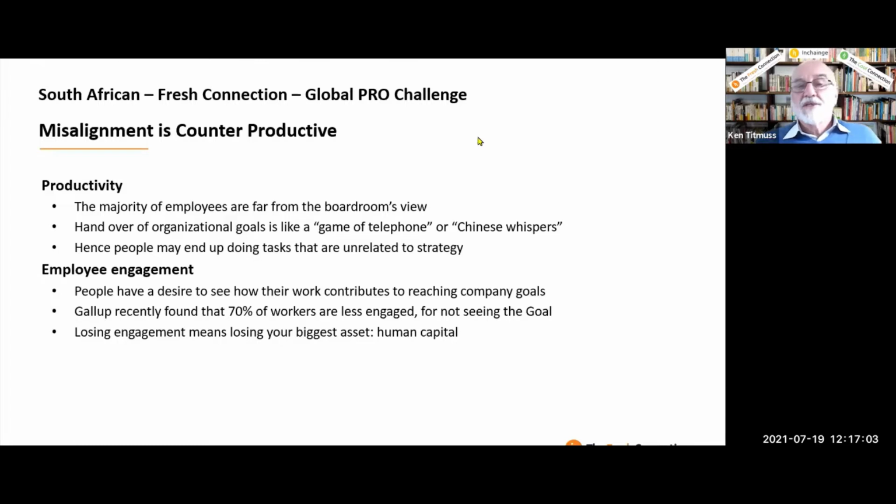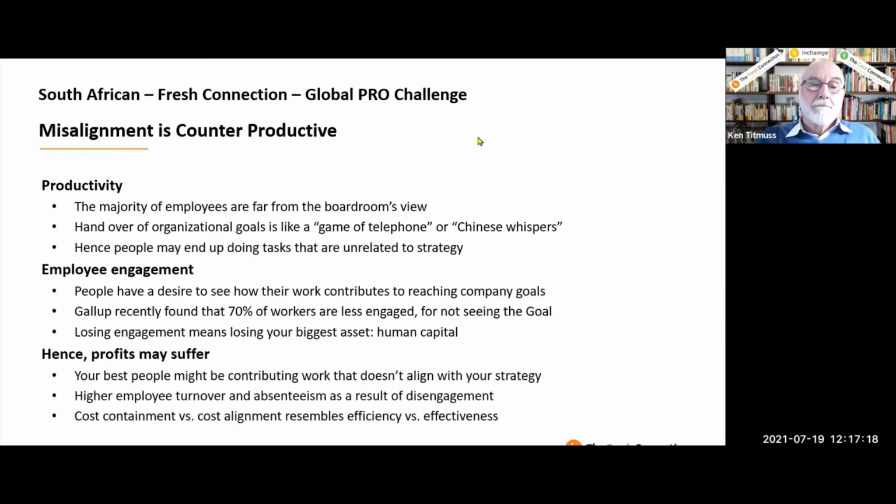A Gallup poll recently found that 70% of workers are less engaged, not really seeing the goal that they're going for in the business. And losing engagement means that you're losing your biggest asset in your business, which is your people. Hence, profits are going to suffer. The best people might be contributing work that doesn't really align to your strategy, so that's a kind of waste. And there's higher employee turnover and absenteeism as a result of disengagement. And then cost containment versus cost alignment resembles efficiency versus effectiveness.